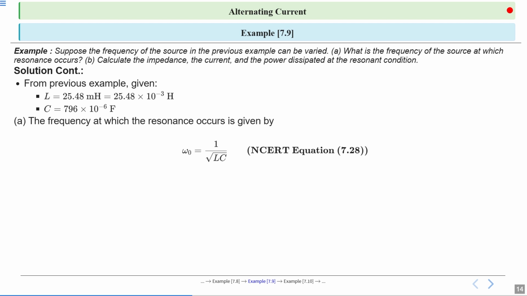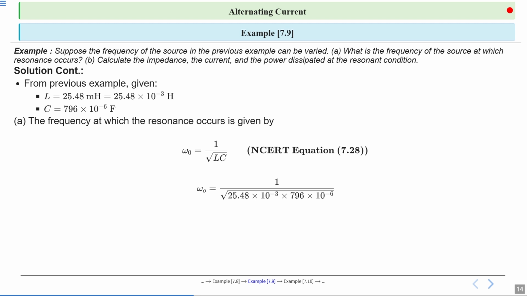Due to XL being equal to XC, we have derived this expression. I am telling you again. XL is omega L, or we can write omega naught L at resonant frequency, and XC at resonant frequency we can write 1 by omega naught C. After equating and rearranging, omega naught will be equal to 1 by root LC, according to NCERT equation 7.28. This expression came from equating capacitive reactance to inductive reactance.